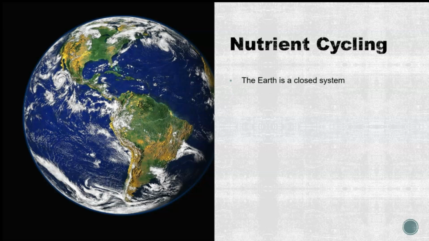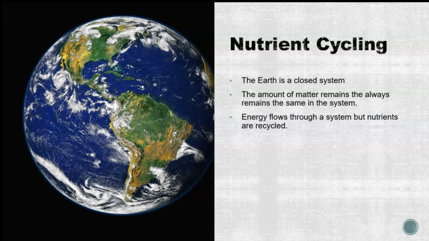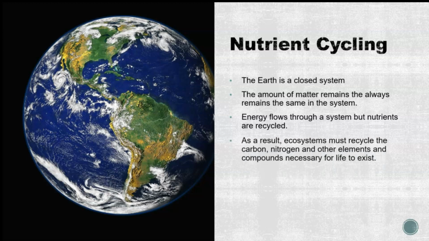Now, when we're looking at nutrient cycling, we need to remember that Earth is a closed system, okay? The mass on Earth of all of the elements, okay, is what's there. All of these elements get cycled, okay? So the amount of matter will always remain the same because we are a closed system. Energy flows through a system, but the nutrients are recycled, okay? So Earth does lose energy in the form of heat, okay, off into the atmosphere, into space. But we don't lose any of our nutrients. They're just being recycled on Earth.